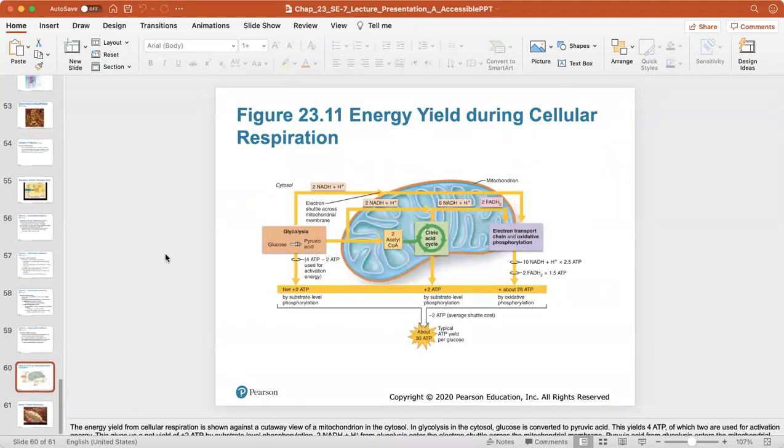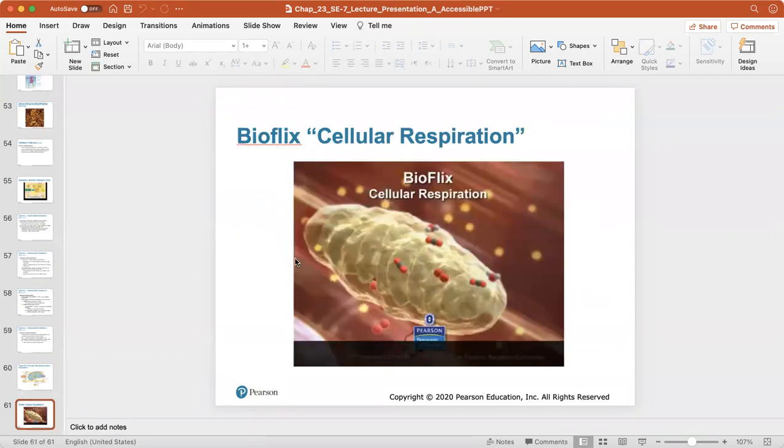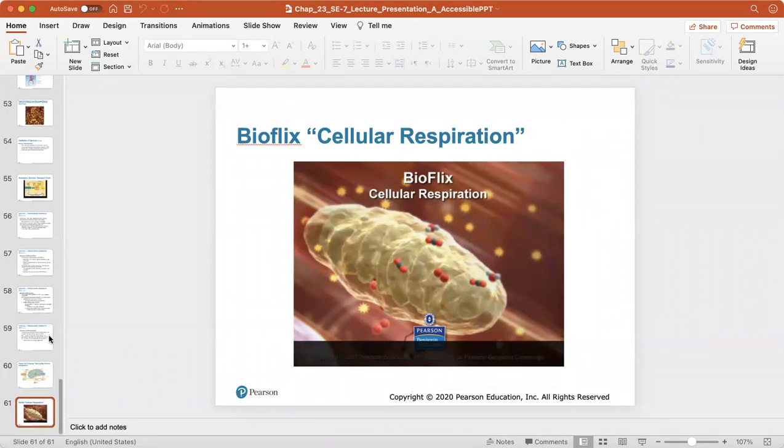And this is just a good energy yield during cellular respiration, which you guys can review on your own. We get about 30 ATP typical yield per one glucose molecule. And you can see where each of those ATP are coming from in the three major steps, whether it's glycolysis, citric acid cycle, or the electron transport chain. And this is a good final review of cellular respiration that you guys can watch on your own.